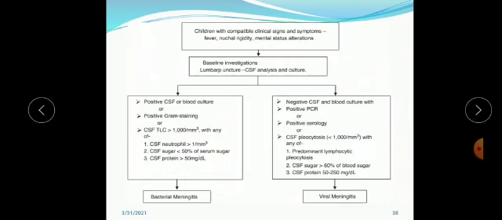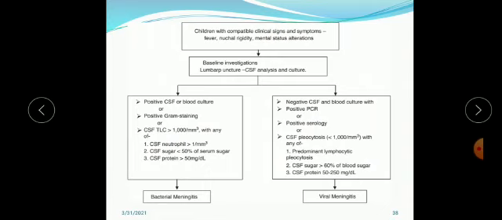So in children with compatible clinical signs and symptoms, whenever there is fever, neck rigidity, mental status alteration, baseline investigation like lumbar puncture is carried out, and CSF analysis and culture is carried out. A positive CSF or blood culture, or positive gram staining, or CSF total leukocyte count more than 1000 per cubic millimeter with any one of CSF neutrophil predominance, CSF sugar less than 50% of serum sugar, CSF protein more than 50 mg per deciliter, then bacterial meningitis should be suspected.